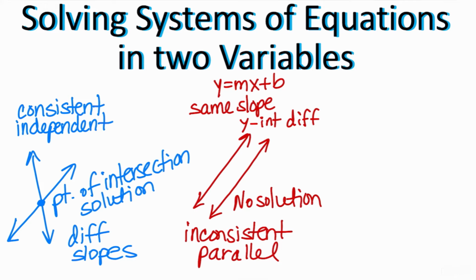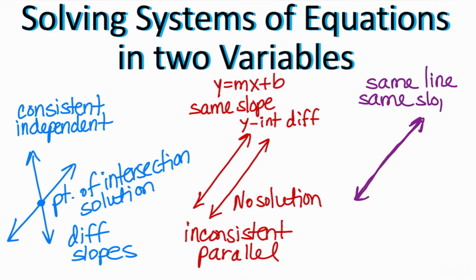The third thing that can happen when I have two lines is that one line falls exactly on top of the other. We say that we're graphing the same line. I can tell right away that I'm going to have the same line if I have exactly the same slope and I have to have the same y-intercept. So if I have the same slope and the same y-intercept, obviously this has to be exactly the same line.